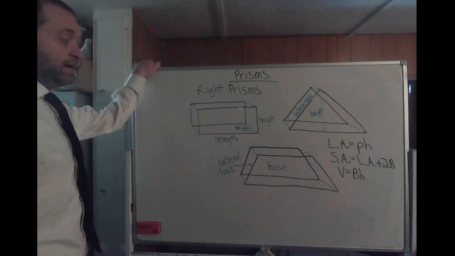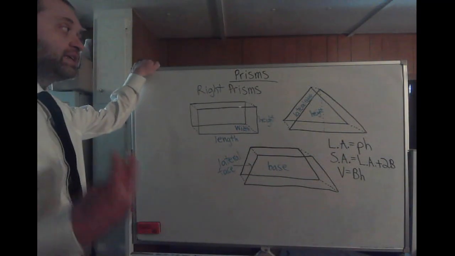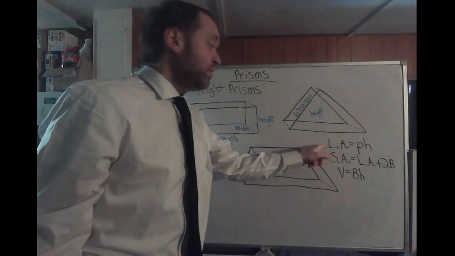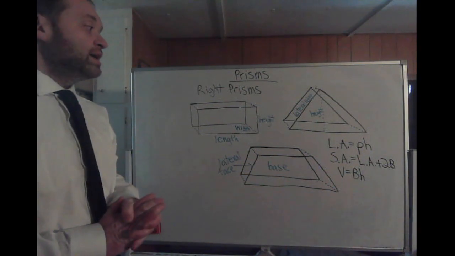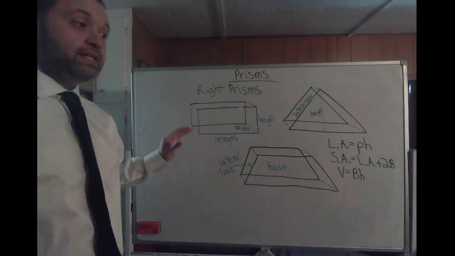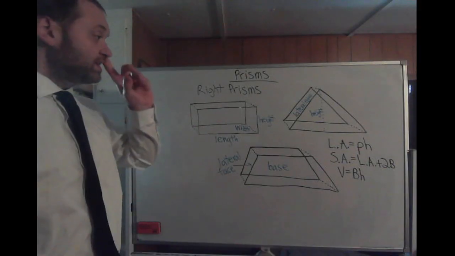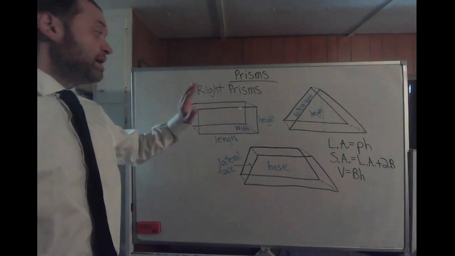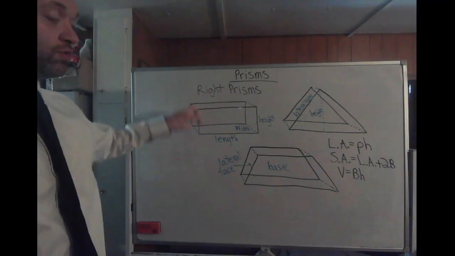So we'll get into more of that in a minute, but we have three types of things we're trying to find with prisms. One is called the lateral area. Well, what is the lateral area? The lateral area is the area of your faces, not including the bases. So in a rectangular prism, you would define the lateral area. You're going to exclude the area of the two bases of the rectangles. You'll find the area of the region around it.